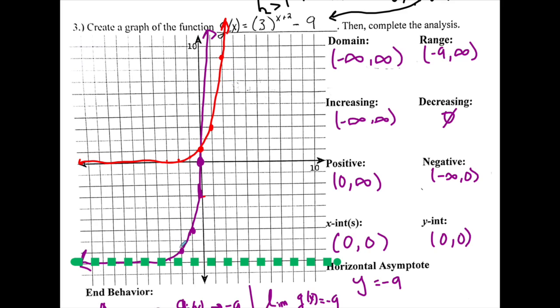If you think about negative 2 in this function, when I plug in negative 2 to the purple, what do I get? 0. When I plug in 0, so think about it like this. We've got 3 to the x plus 2 minus 9. When I plug in negative 2, what do I get?